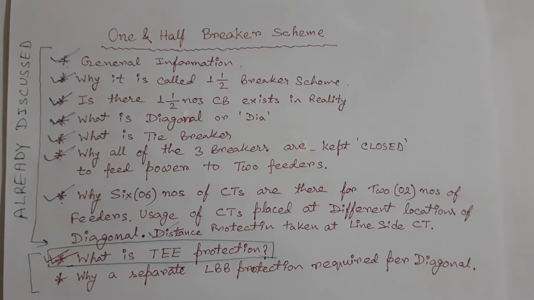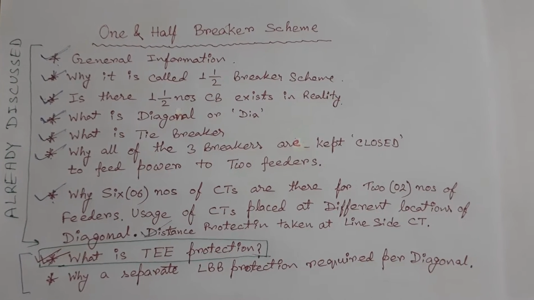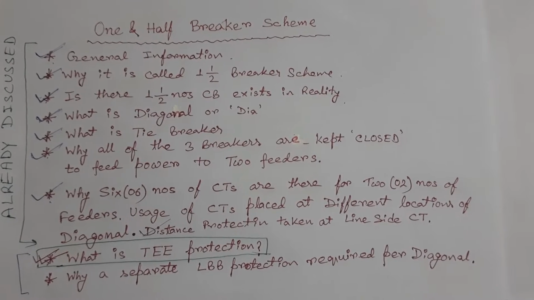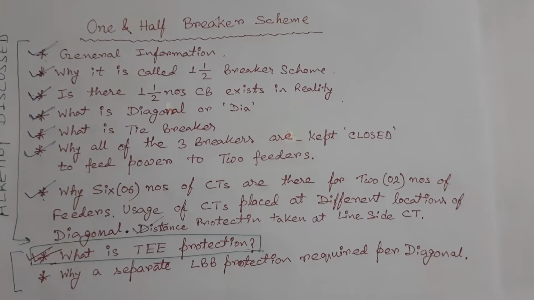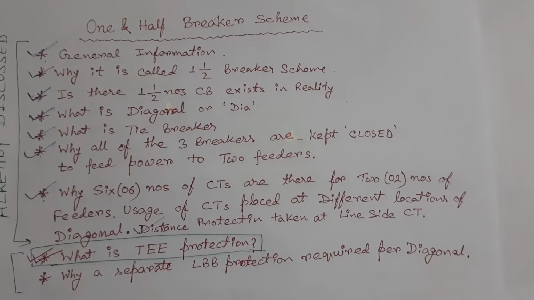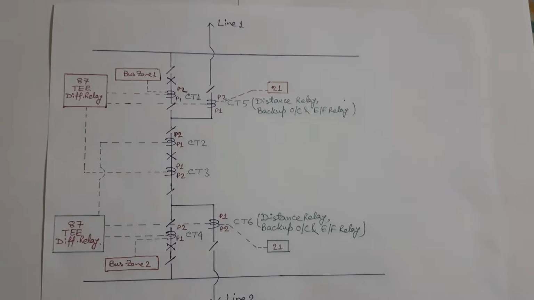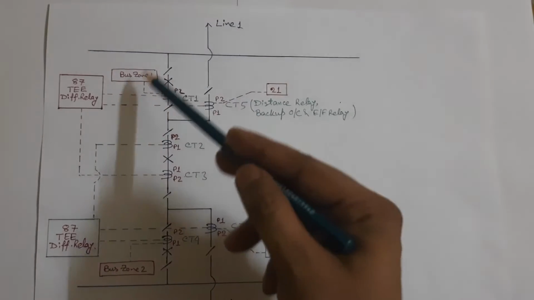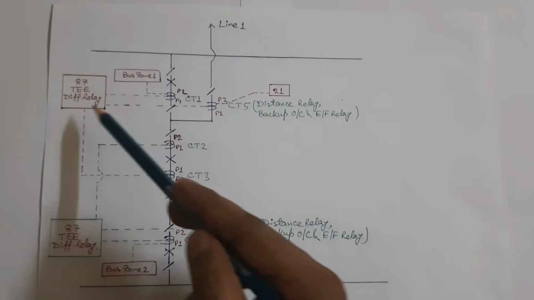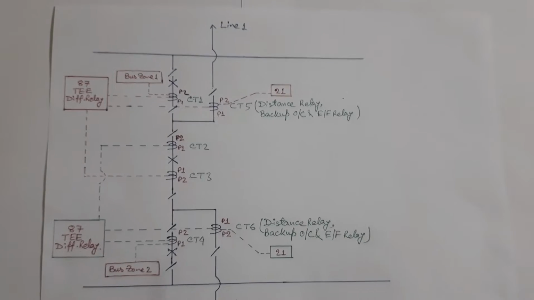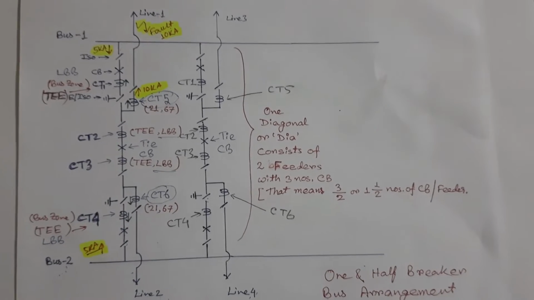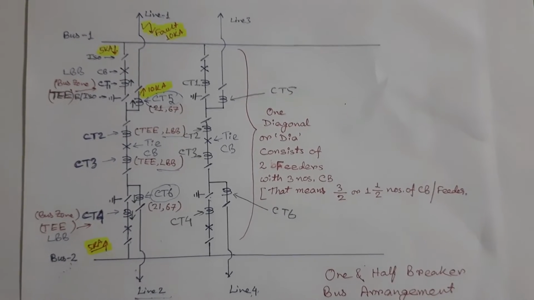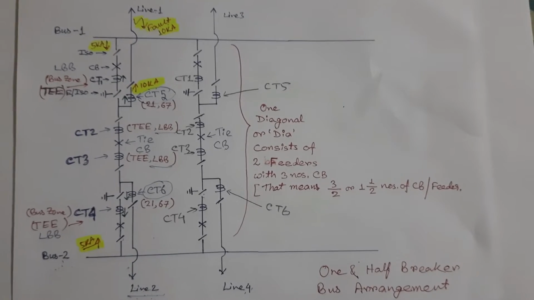In our previous video, we discussed some points on 1.5 breaker scheme. In this video, we will discuss T differential protection of 1.5 breaker scheme. In 1.5 breaker scheme, there are two T differential zones and hence two T differential relays are present. At first, we will discuss why T differential protection is at all required.